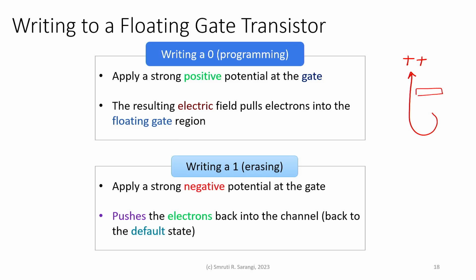Similarly, if I want to erase it, erasing means writing a 1, which means taking it back to its default state. Then what I do is the reverse. I apply a strong negative potential such that whatever is there at the floating gate, all the electrons, are kind of pushed back into the channel and they go back to the channel. So then the cell becomes unprogrammed, deprogrammed, right? Whatever you may call it, I would say erased. So in general, 0 I would say programmed, 1 I would say erased.